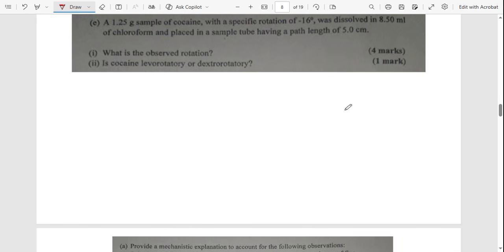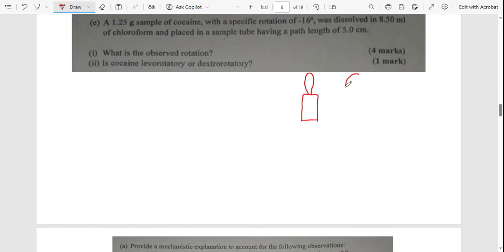The next question says, a 1.25 gram sample of cocaine with a specific rotation of negative 16 degrees was dissolved in 8.5 mL of chloroform and placed in a sample tube having a path length of 5 centimeters. What is the observed rotation? Is cocaine levorotatory or dextrorotatory? So this is a test that you want to use if you want to tell if a compound is optically active or not. So we're going to use a source of light. Let me just write a lamp like this as a source of light.